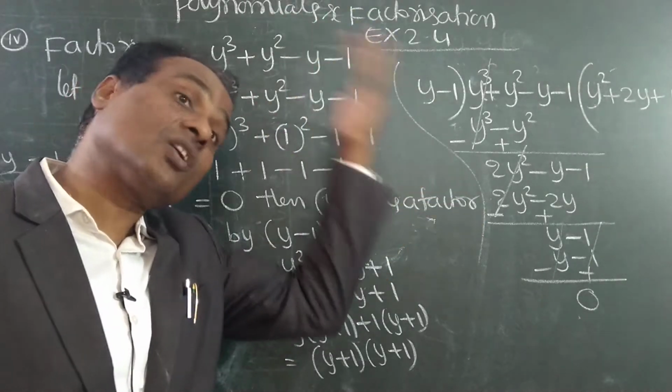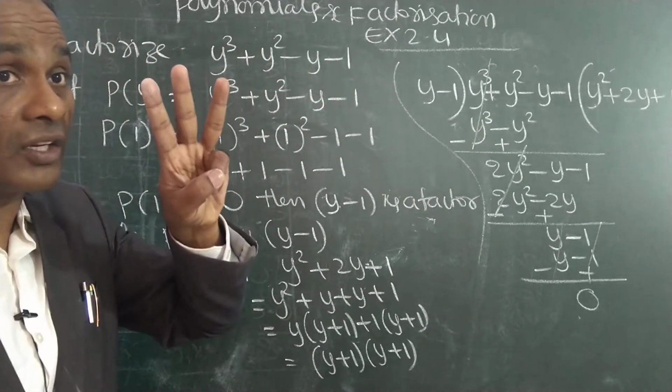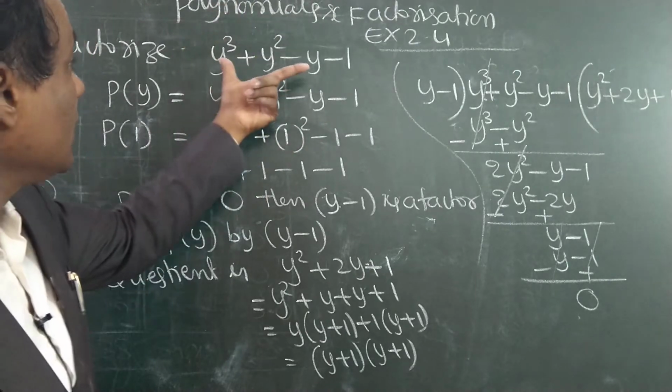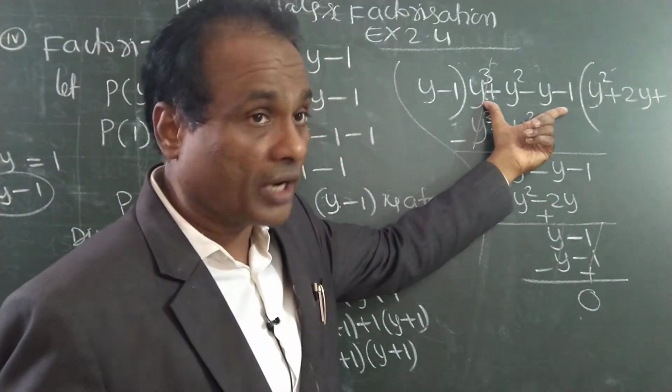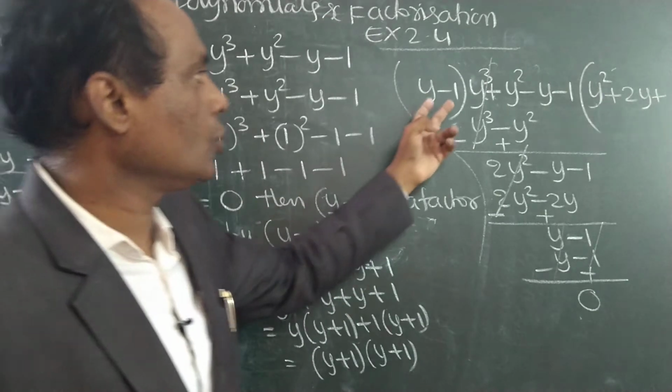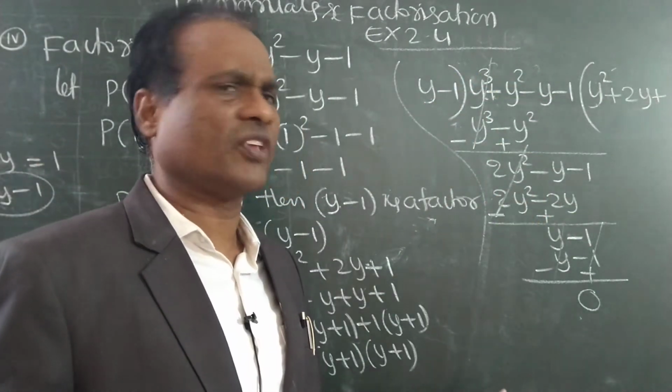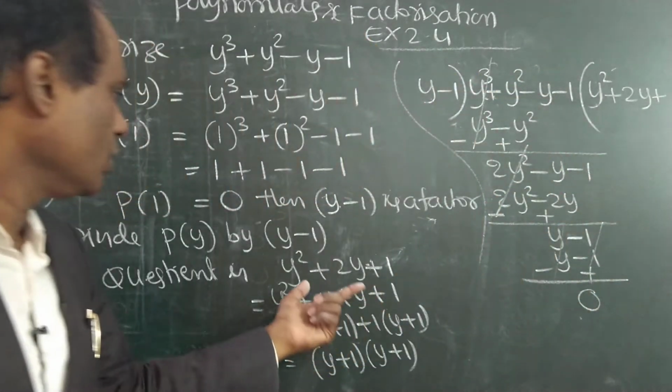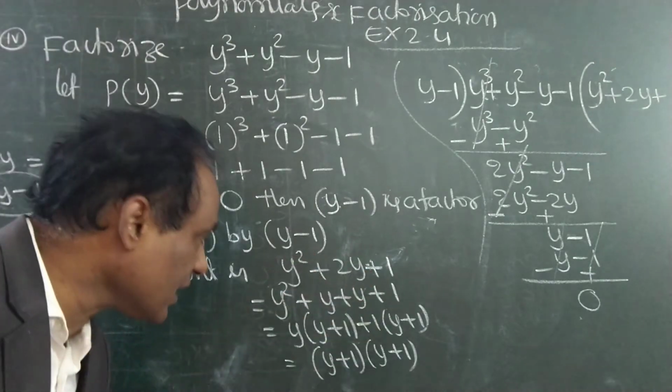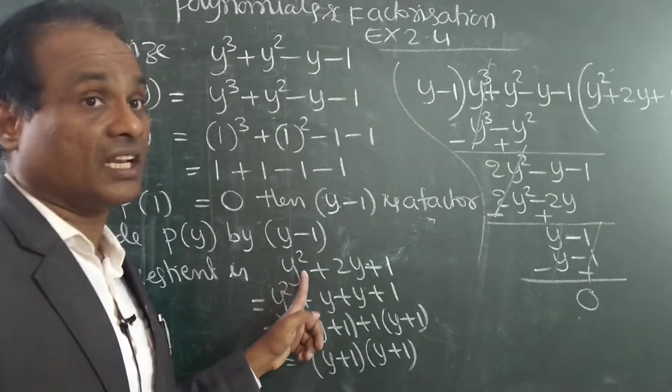Then how to get the other two factors? In total, we will get 3 factors. To get the other two factors, divide the given polynomial by y minus 1. You know how to divide, I explained lots of problems. This is the quotient. After getting this quotient, factorize it. You know how to factorize the second degree polynomial.